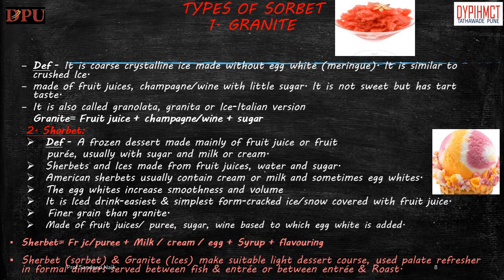American sherbets usually contain cream or milk and sometimes egg whites. The egg whites increase smoothness and volume. It is an iced drink in its easiest and simplest form, in short cracked ice or snow covered with fruit juice. It has a finer grain than granite. Made of fruit juices or puree, sugar, wine based, to which egg white is added.